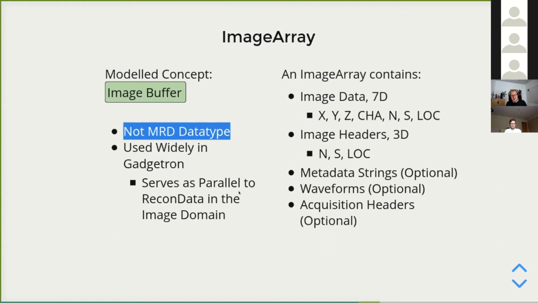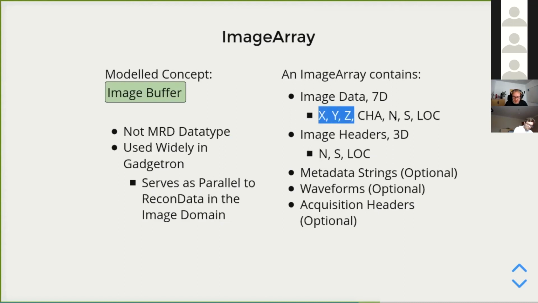It is used widely in Gadgetron. It serves as a recon data type only in image space. It's sort of a parallel type, a reflection. So it shares this 7D data array, but the dimensions are now in image space. So there's an X, Y, Z direction in the image, so you can have 3-dimensional images, and the image can have a number of channels. And these NS-log dimensions, the general purpose dimensions, are the same as for recon data. They're generally preserved.